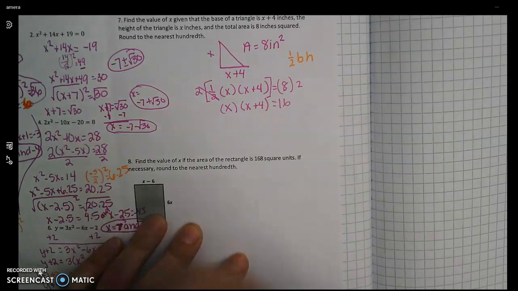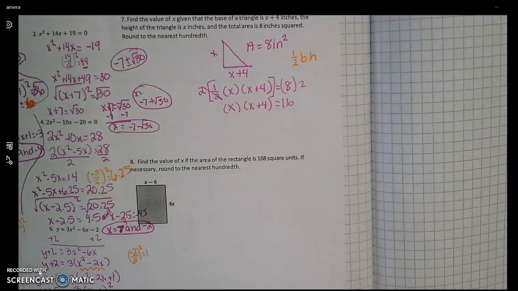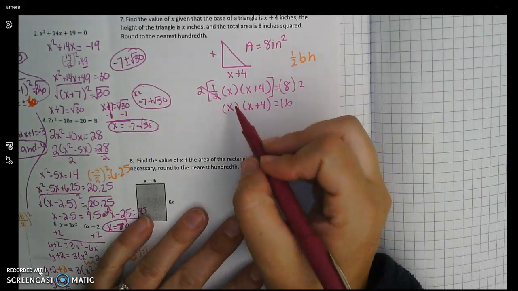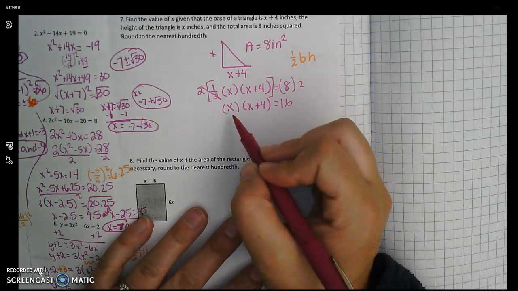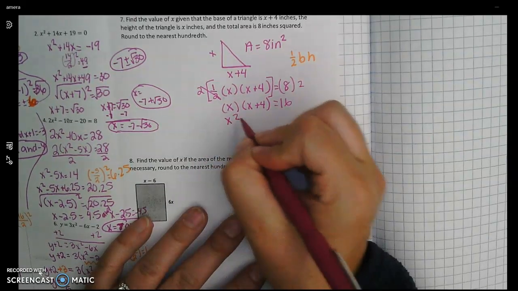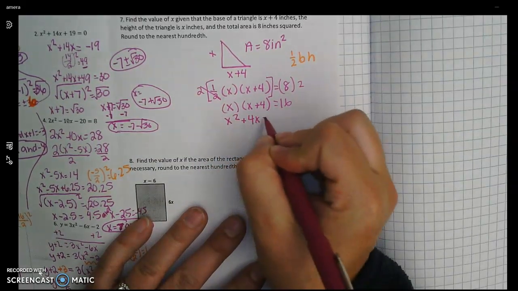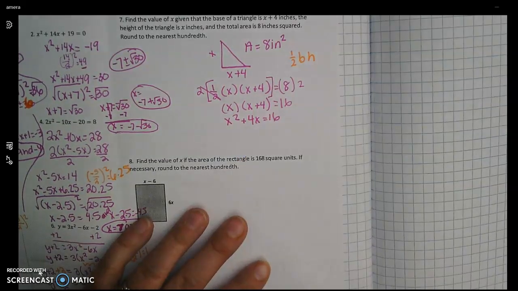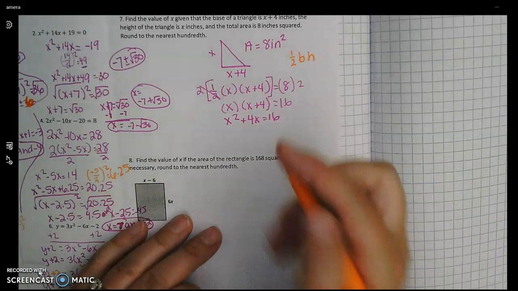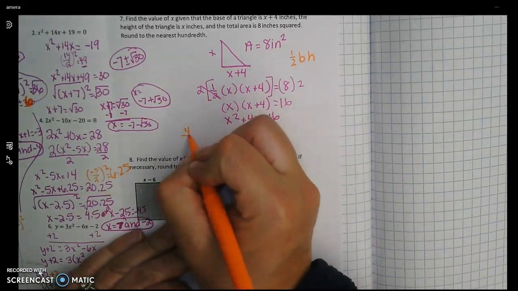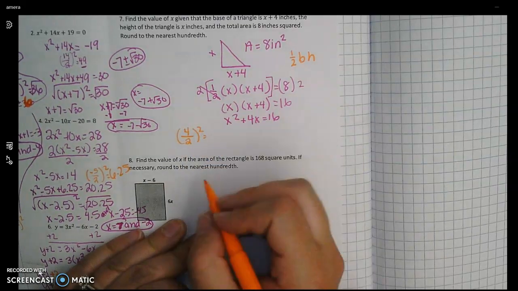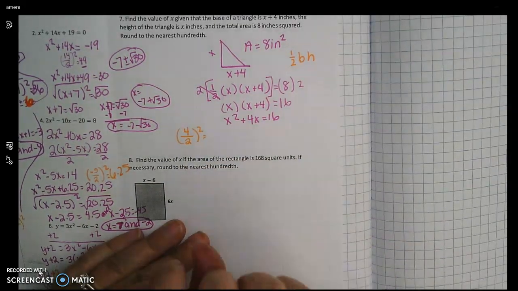All I have to do is multiply x and x plus 4. So this is x squared plus 4x equals 16. This right here, let's go ahead and make it a perfect square trinomial by doing b over 2 squared. So 4 divided by 2 squared is 4.